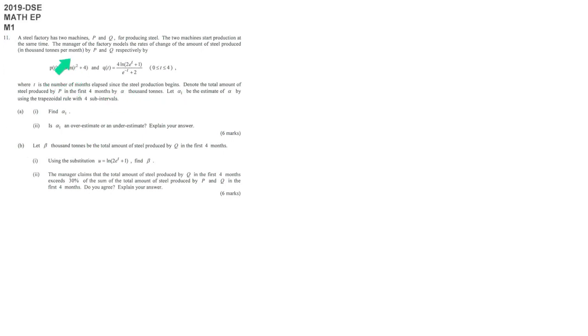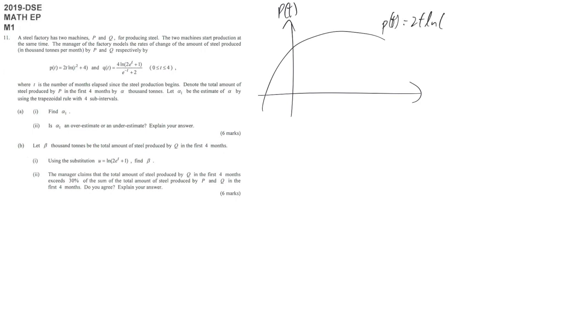Alpha means the true value, the exact value for the total production within the first 4 months. And then alpha 1 is just an estimation. They ask us to find alpha 1. So about the production curve, maybe it's like this. I'm not really sure, but I just simply let Pt is equal to t natural log t squared plus 4.